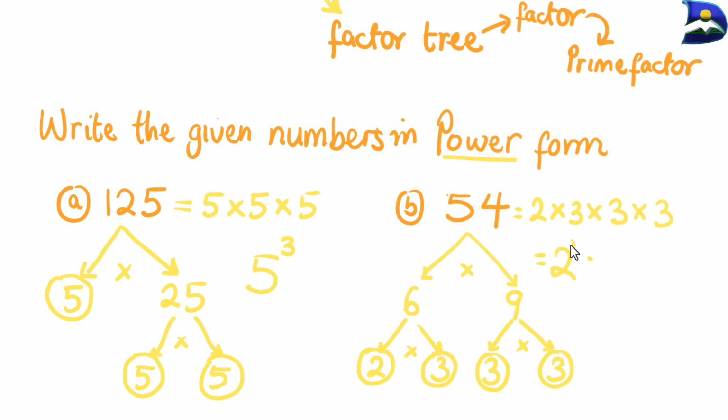And finally, this is multiplied by what is repeating here. We have 3 that is going to be the base, and the exponent is how many 3s are you multiplying together, and we have 1, 2, 3, and so our exponent is going to be 3. And this here is our final answer, which is the power form of our number 54, while the power form of 125 is 5 to the power or to the exponent of 3.